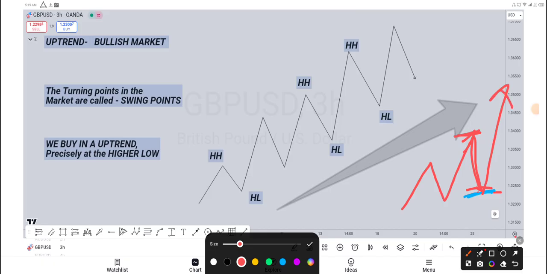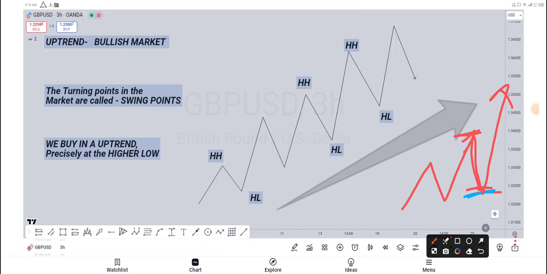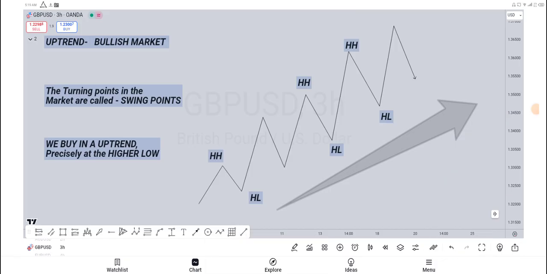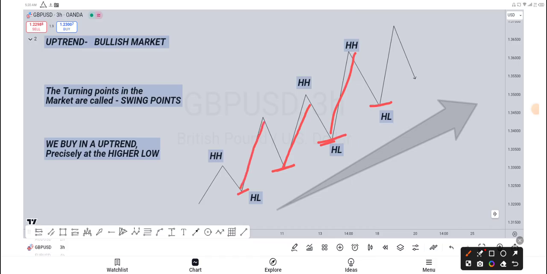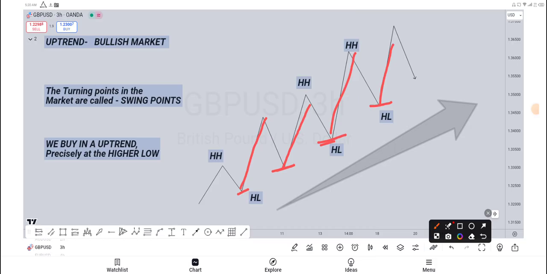So now, where is the best place to buy in an uptrend? Well, the best place to buy in an uptrend is known as what? The higher low. Now, this downside we see here, these are the best places to buy in an uptrend. Why? Because from this downside, we can see that the market actually went all the way up. From this downside, the market went all the way up. From this downside, the market went all the way up, right? So these are the most favorable zones in which you should buy the market.